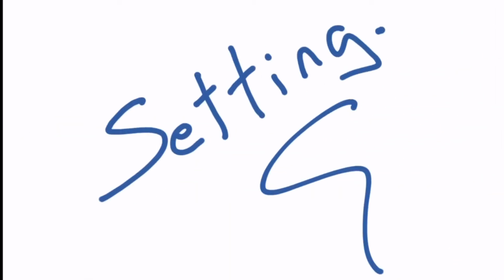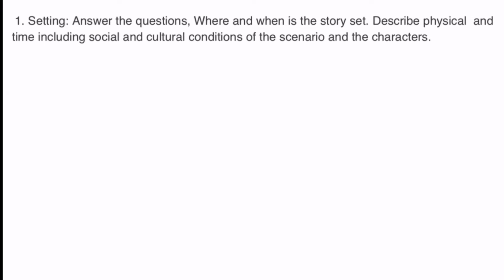Okay, when we talk about the setting, we are talking about that word, to set, where and when the story is lived, or when the story is written to the reader. So we can say that the setting answers the questions: where and when is the story set? It describes the physical and time setting, including social and cultural conditions of the scenario and the characters.